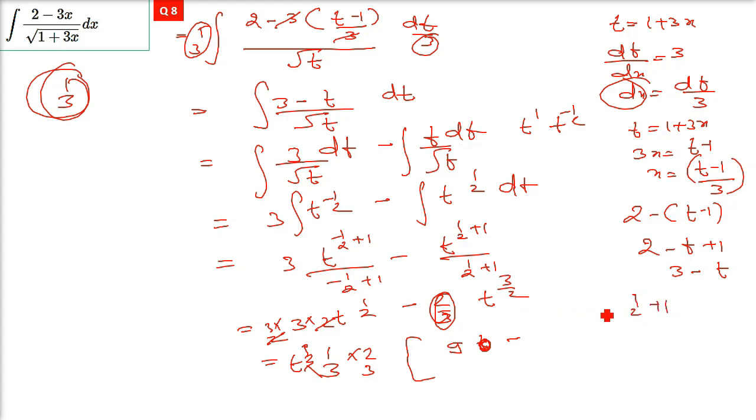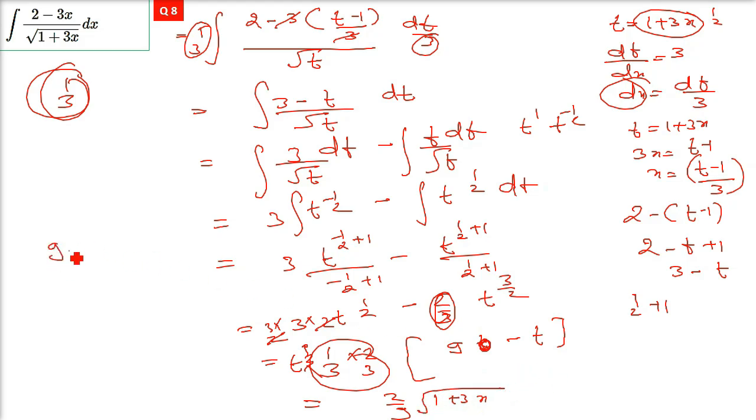The main thing is 1 plus 3x has to be replaced by t, and dt by dx is 3. Replace x in terms of t. All these calculations which I am showing you are just routine work for you. So now replace this t by 1 plus 3x. So this is 9 minus 1 minus 3x, and it becomes 8 minus 3x.